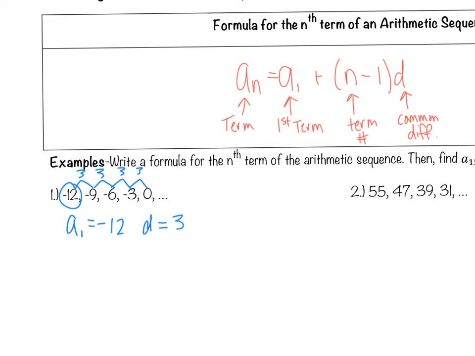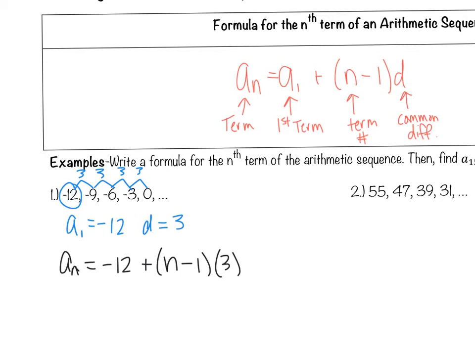And then all you're going to do is just plug this into the formula. And that's it. So the formula, let's use black here, is A sub n equals A sub 1, or the first term, which is negative 12, plus parenthesis n, we don't know n, because that's what they're going to ask us, what term we want, minus 1, and then D is 3. And then all you're going to do is simplify this.